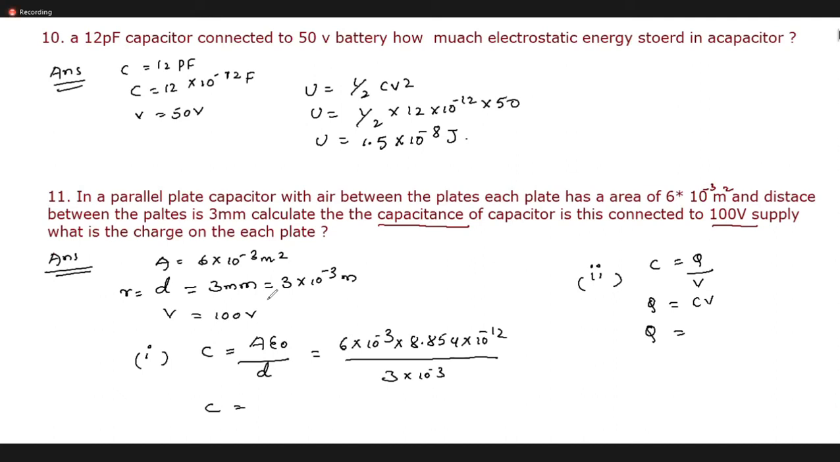Ma'am, this is 17.7 into 10 to the power of minus 12. Yes, 17.7 into 10 to the power of minus 12 farad. So 17.7 into 10 to the power of minus 12 into 100. So let me write 100 as 10 to the power of 2. So it is 17.7 into 10 to the power of minus 10 coulomb.